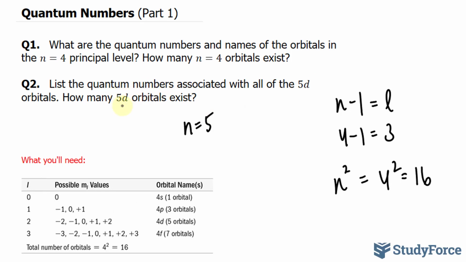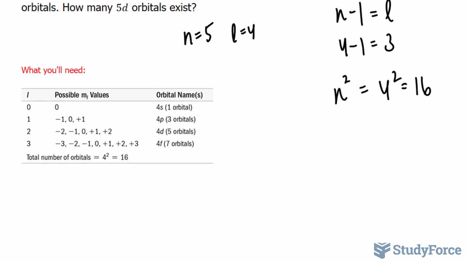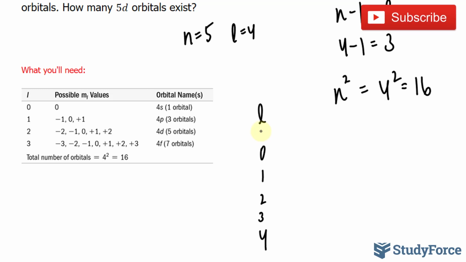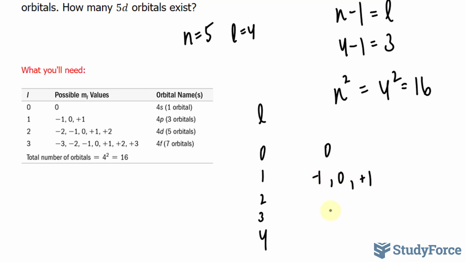Well, let's go ahead and do this. First, let's find out what L is, and L is equal to 4. We can create our chart similar to the way that we created this one. We'll have 0, 1, 2, 3, and 4. This is our L column. The possible magnetic quantum numbers for these are 0, minus 1, 0, and plus 1. Here we have minus 2, minus 1, 0, and 1 to 2. And the same thing for these.